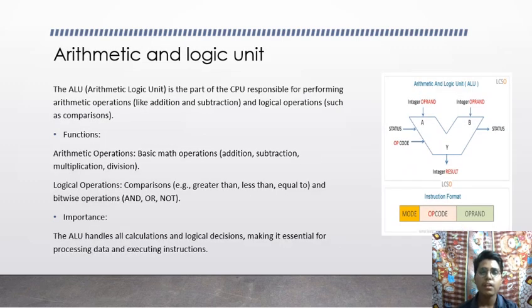Arithmetic and logic unit. The arithmetic logic unit is the part of the CPU responsible for performing arithmetic operations like addition and subtraction and logical operations such as comparisons. Functions: arithmetic operations, basic math operations like addition, subtraction, multiplication, and division. Logical operations: comparisons, for example greater than, less than, equal to, and bitwise operations like AND, OR, NOT. Importance: the ALU handles all calculations and logical decisions, making it essential for processing data and executing instructions.